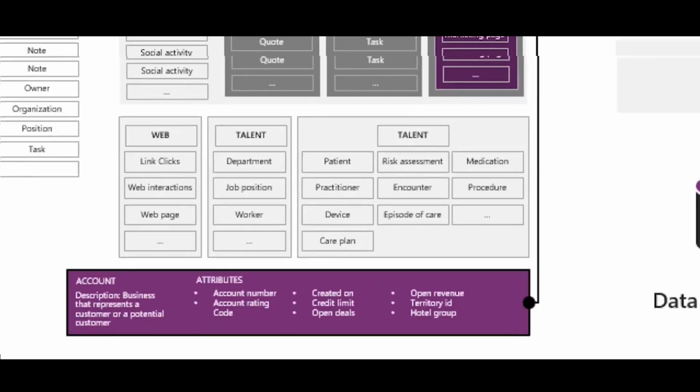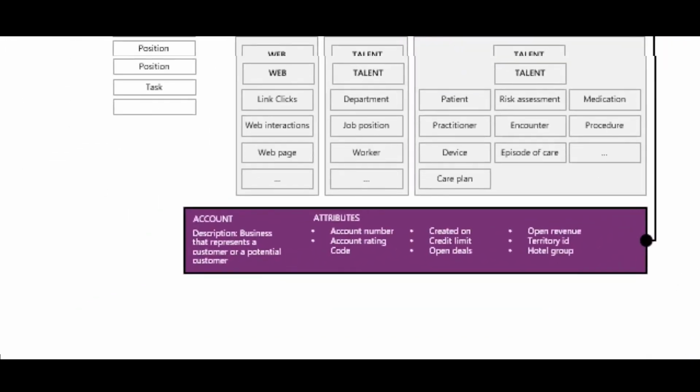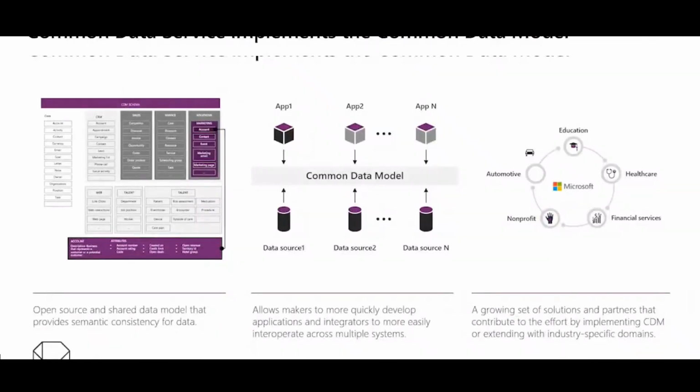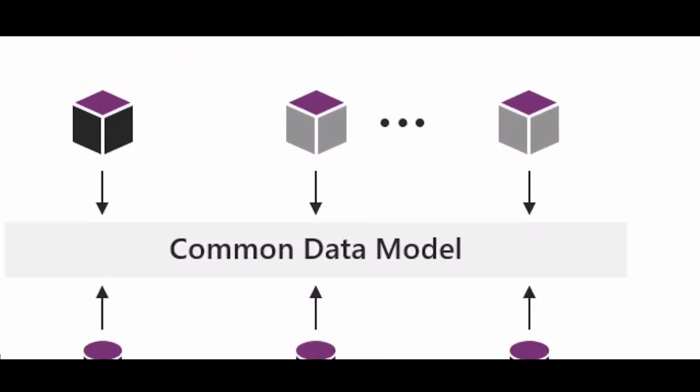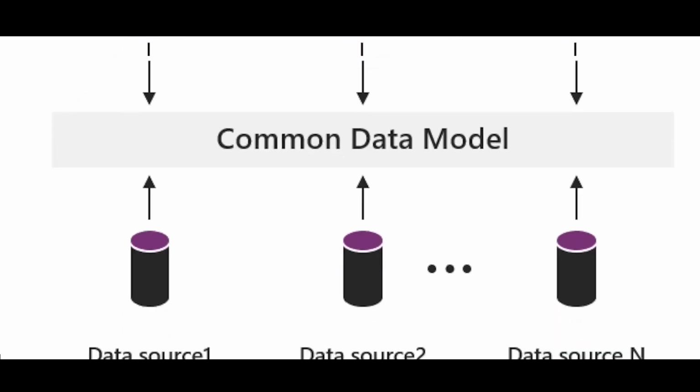And the other solutions of Microsoft that are built on CDS use other parts of the accelerator, like for talent, so the department, job position, the worker, or in healthcare with patients and practitioner. All of those things are standardized, and then you can build a number of apps that will use them when they need. So you can have application number 1, that is, let's say, your HR app, application number 2, which is your sales app. All of that will be using different data sources that are built around the data model or the CDM.